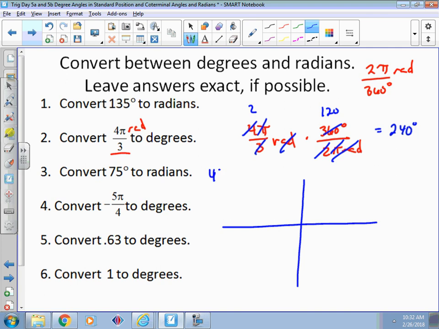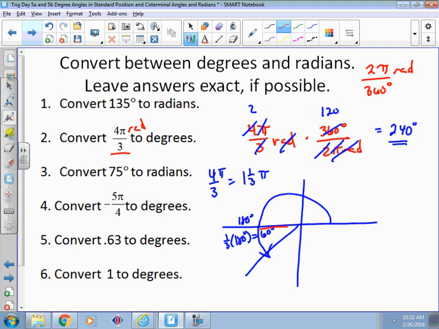Isn't 4 pi over 3 the same thing as 1 1/3 pi? So how much is 1 pi? Oh yeah, half the circle is 1 pi, and if I go 1/3 more, that should be 1 1/3 pi radians, right? So if I want to convert that to degrees, hey, this is 180 degrees, and I need a third more, which would be another 60 degrees. 180 plus 60 degrees, that angle measure would in fact be 240 degrees. Just something to think about.